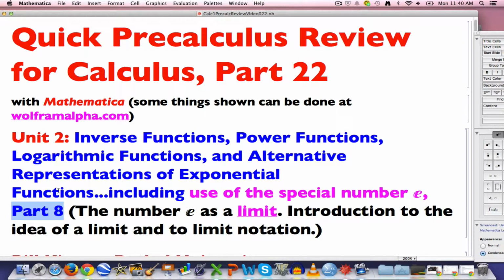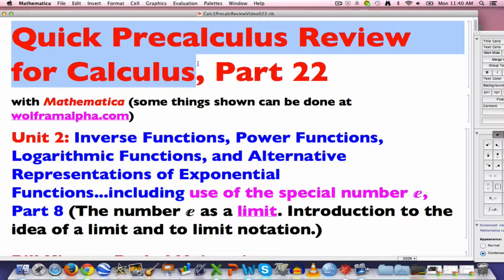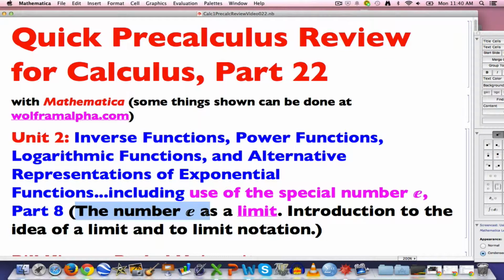You are watching Part 8 of Unit 2 of Quick Precalculus Review for Calculus. In Part 7 of Unit 2, we introduced the idea of the number e, which comes up in a very natural way in terms of compound interest problems. e is a very special irrational number in math, just like pi is a special irrational number.